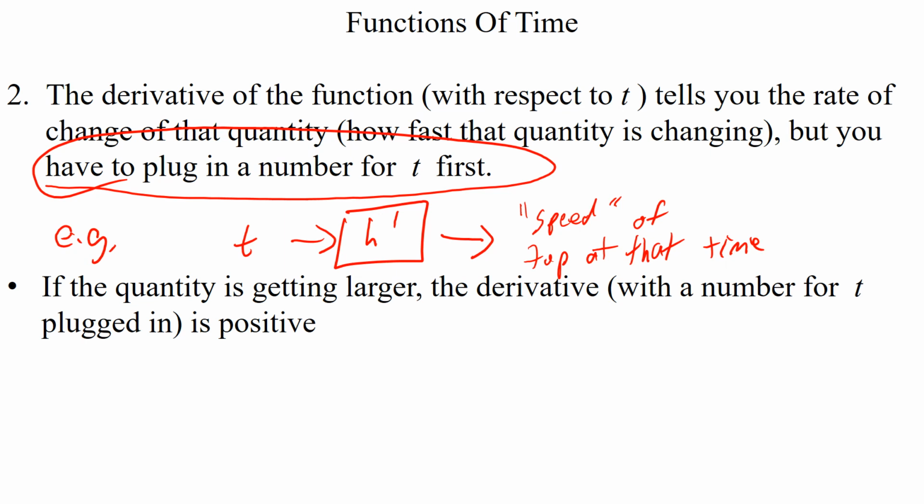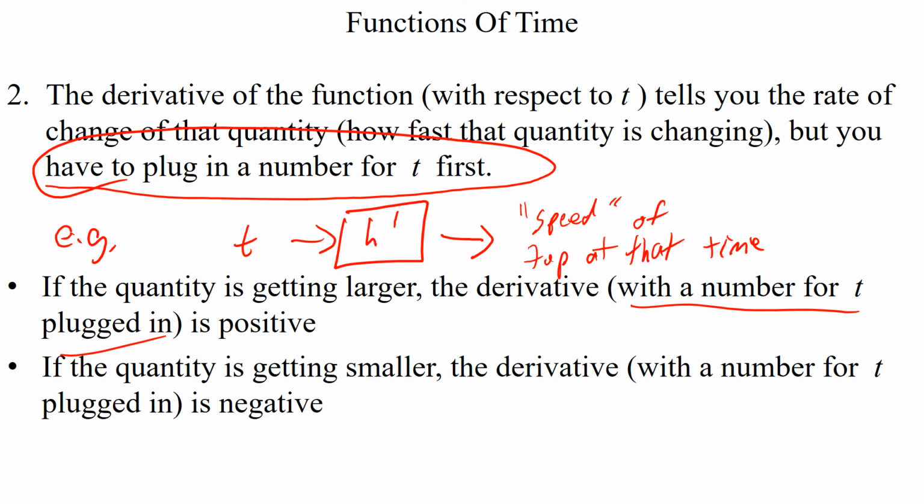Also, if the quantity is getting larger, if the height's getting larger, if the volume is getting larger, or if the position of something is getting larger, then when you plug a number into the derivative, you're going to get a positive answer. So this is the derivative with a number for t plugged in. You've got to plug in a number. It's positive. If the quantity is getting smaller, then the derivative is going to be negative when you plug in a number for t.